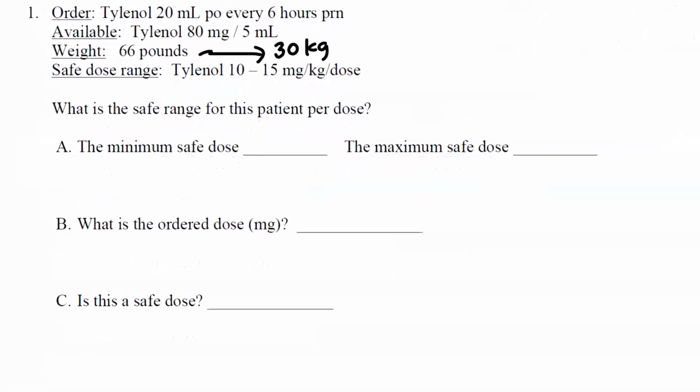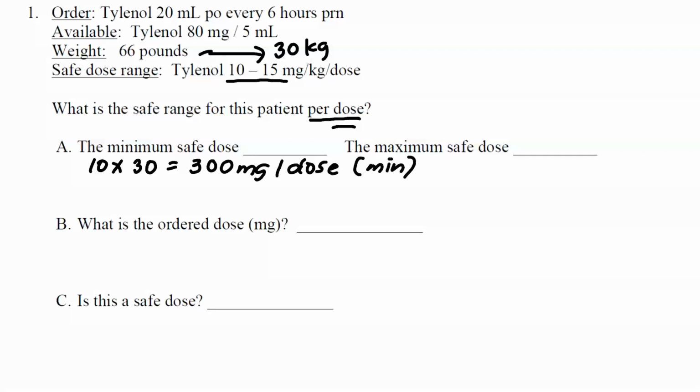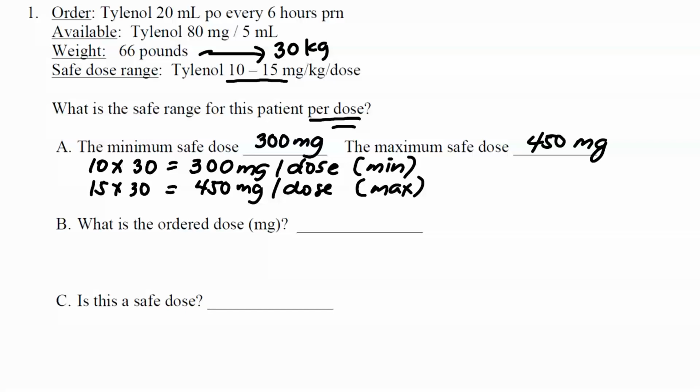So what is the safe range for this patient per dose? All right, let's look at the range given to us. Tylenol 10 to 15 milligrams per kilogram per dose. So we take 10 times 30, which is equal to 300 milligrams per dose. So that is our minimum, right? It's per dose. 300 milligrams per dose. So that's the minimum amount. Next, 15 times 30 equals 450 milligrams per dose. And that is our maximum. 300 milligrams minimum, maximum of 450 milligrams.